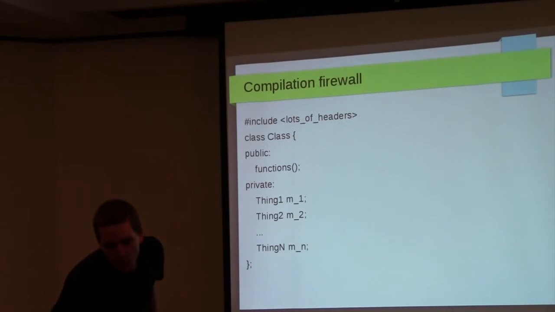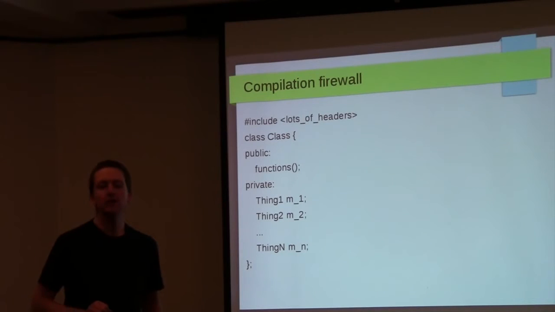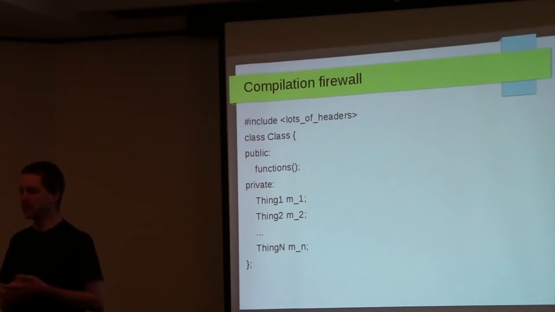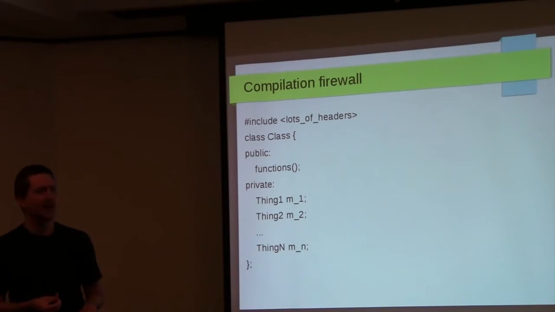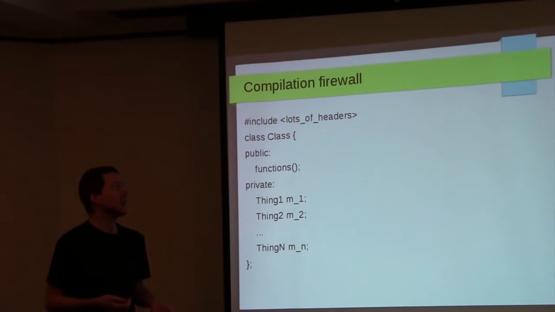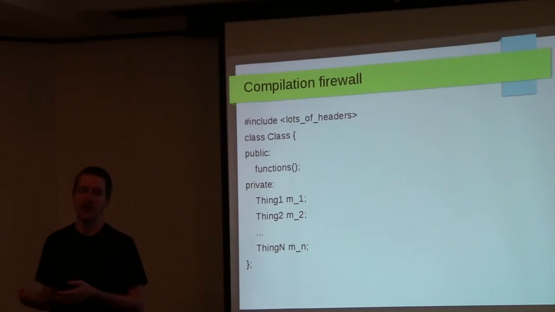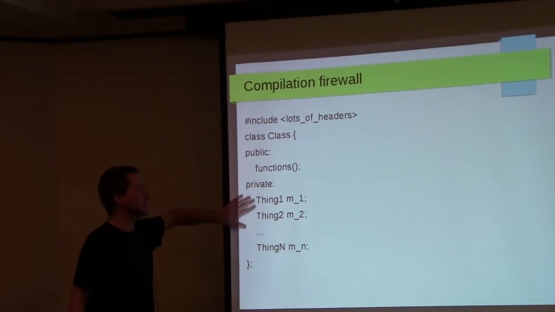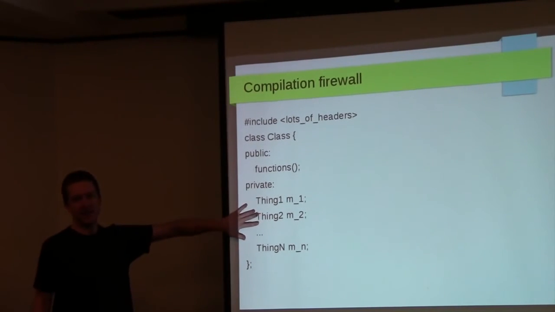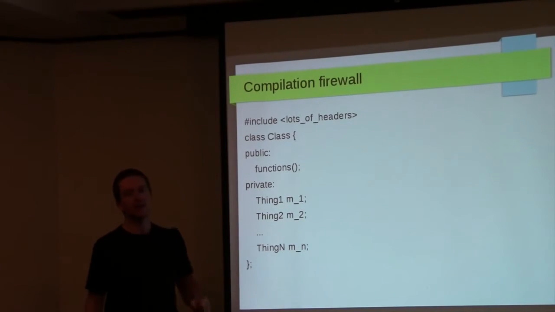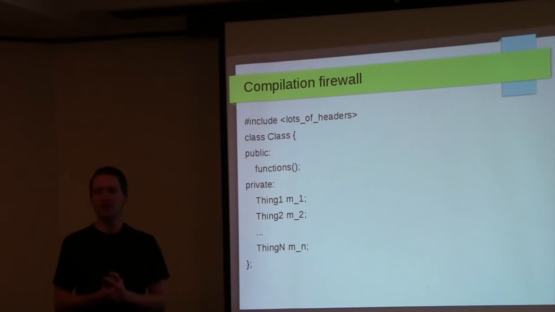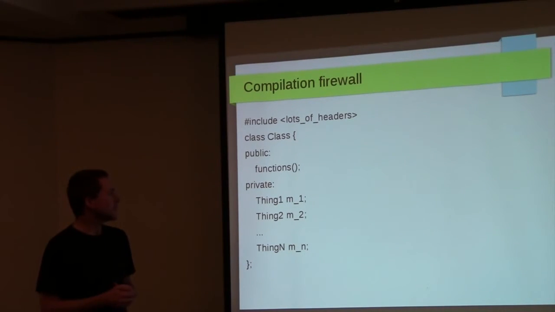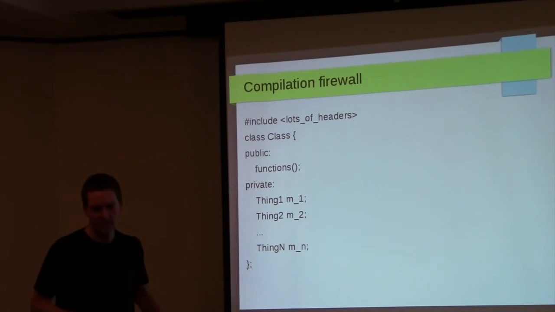Okay. One other somewhat overlooked example, or rather overlooked in its importance in some situations, is the compilation firewall, also known as the pimpl idiom or the handle body. Basically, the idea is, let's say you have this class, and it has a whole bunch of things in it, and each of these things has their own header. So it takes a very long time to compile code that includes this header.